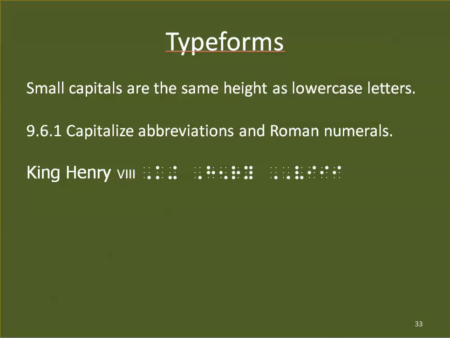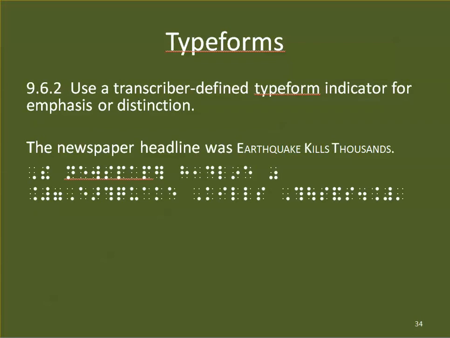Small capitals are the same height as lowercase letters, but sometimes it's just a visual way of showing abbreviations or Roman numerals. In that case, we can just use the capitalized word indicator for that, 2 cells of dots 6. But if it really means something, it's an emphasis or a distinction, as in a headline or some written material or something like that. There's a reason for it to be in small caps, and it's important for the reader to know that it is in small caps. Then you would use one of those transcriber-defined typeforms if you feel it's necessary. Otherwise, you can still use the full caps or the capitalized word mode. But if the distinction is needed and you feel it's necessary, then you can use a transcriber-defined typeform.